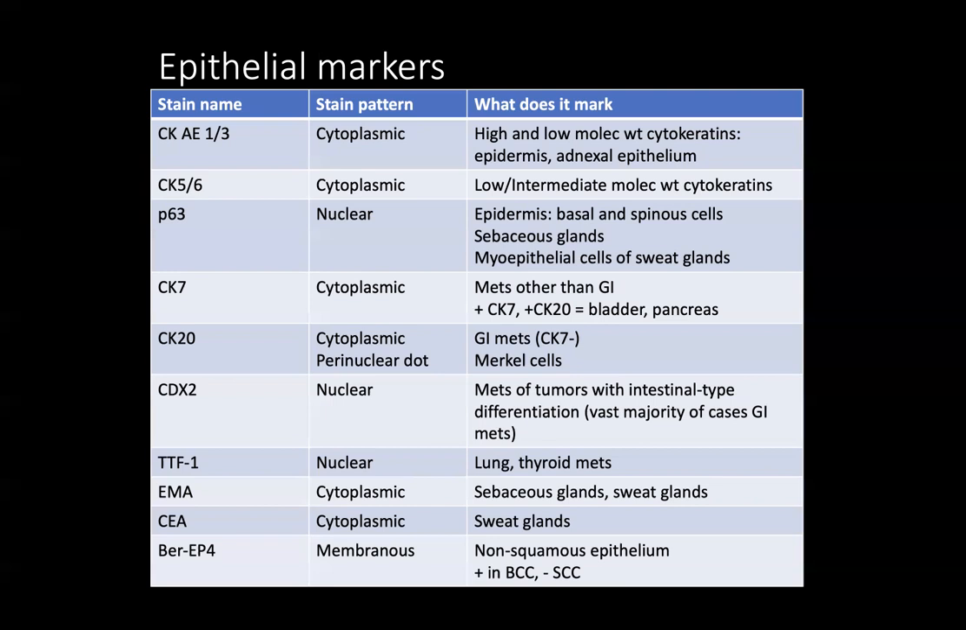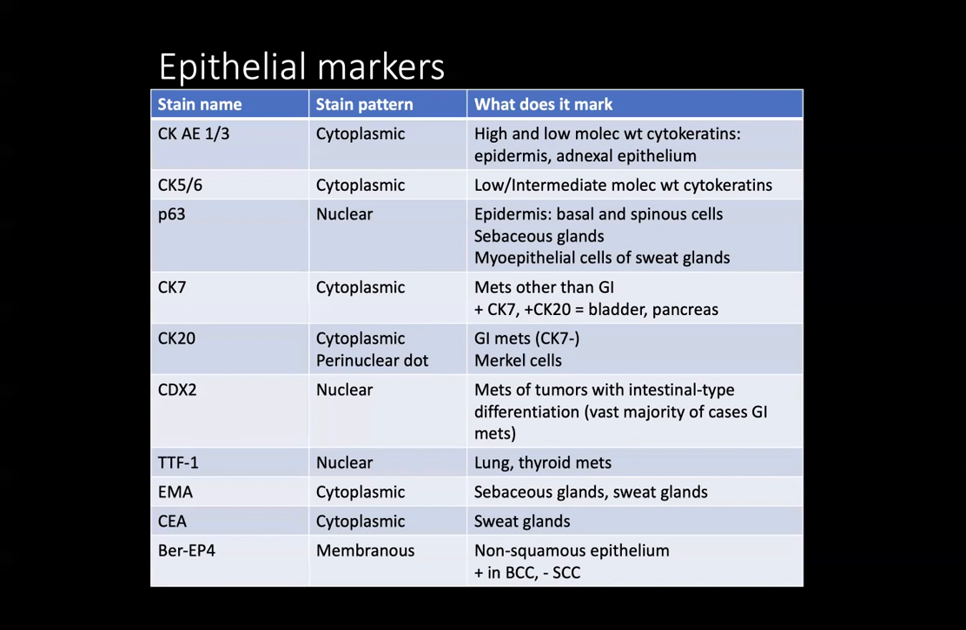CDX2 is a great marker for metastasis of tumors with an intestinal type differentiation. So the vast majority of cases of GI malignancies with GI metastasis will express nuclear CDX2. TTF1 is a nuclear protein stain that often is derived from lung or thyroid metastases. EMA is a cytoplasmic marker that's normally seen in sebaceous glands as well as sweat glands. CEA is a cytoplasmic marker normally seen in sweat glands.